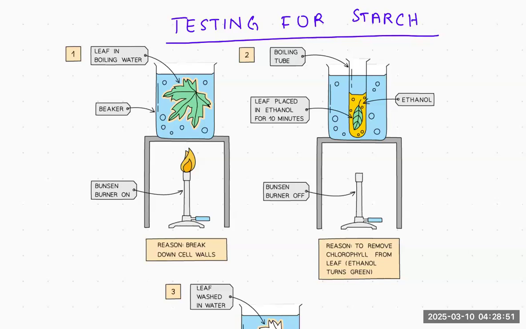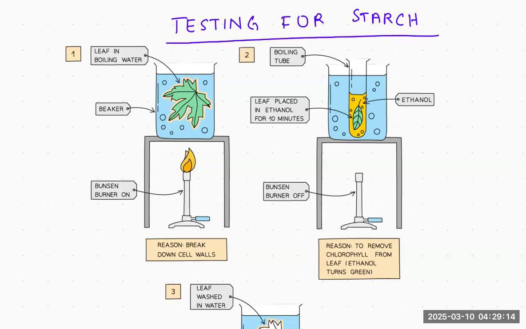Why do we boil it in ethanol? To remove the chlorophyll from the leaf. Why do we need to remove the chlorophyll? The chlorophyll gives it a green color. So the starch test gives us a color change. When we test for starch, we're looking for color change. So if the leaf already has a green color, observing the color change won't be easy. So we have to remove all the pigment from it.